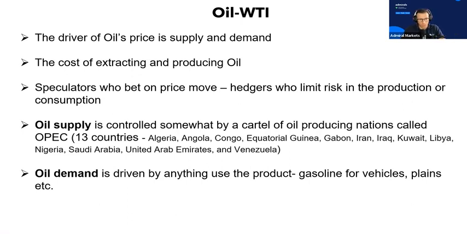Then we said that oil supply is controlled somewhat by a cartel of oil producing nations, the well-known OPEC, and we hear about many OPEC meetings taking place. The organization, the cartel, is made up of 13 countries. You can read the countries as I have them on the slide in front of you. And the oil demand is driven by everything that uses the product, like gasoline for vehicles, for planes, for machines, everything.